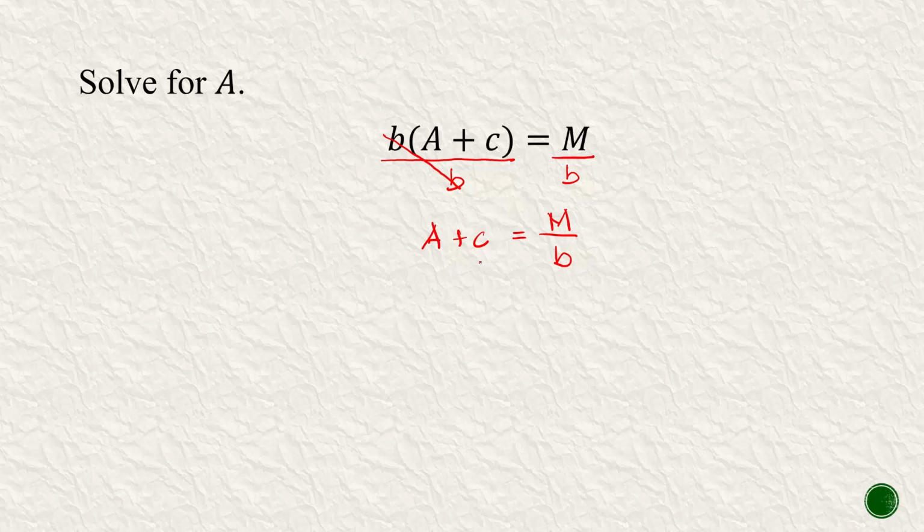Okay, so the next move that I'm going to do is I will remove this C here. And how are we going to do that? So I will subtract C on both sides, or plus the inverse of that. Okay, you do that on the left, you also need to do that on the right side. So this will be canceled out. So A equals M over B. Okay, that's a plus negative C.